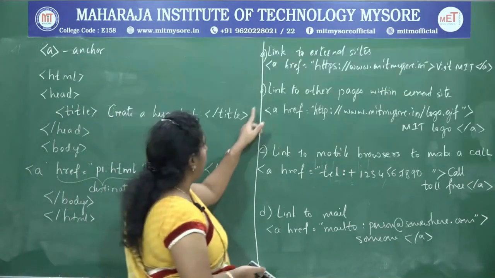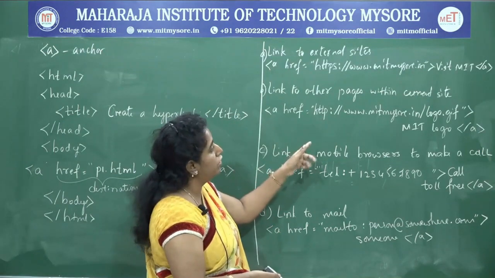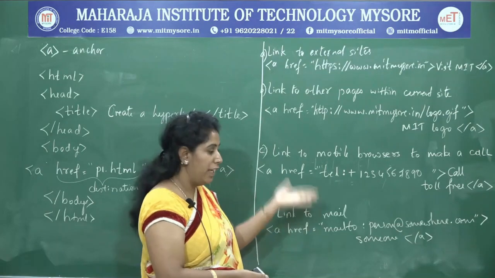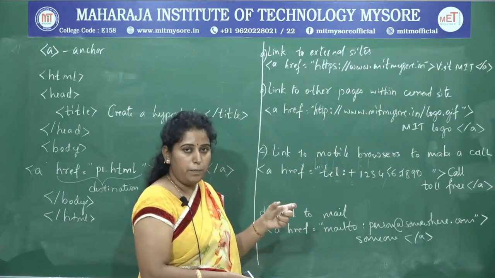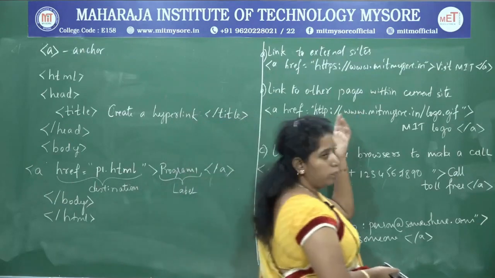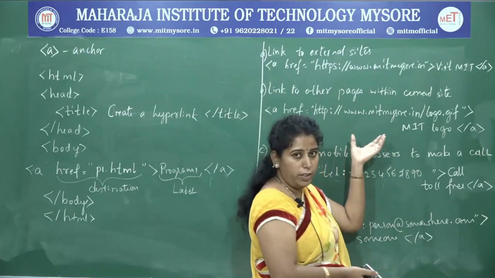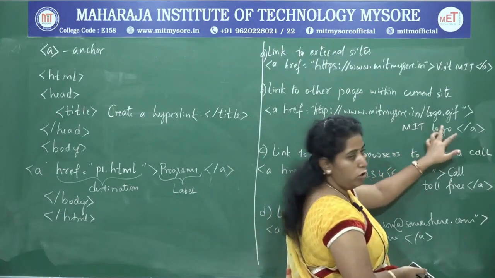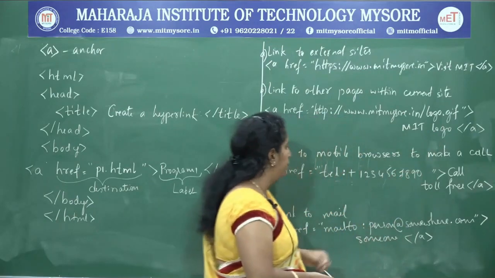A few more applications are there. Link to other pages within the current site. So not only to an external site, in the current site, if you want to access any particular document, it can also be retrieved. How? I want to fetch the logo of the MIT Mysore.in college. So how do I provide the path? Logo.gif. MIT logo is the label name.